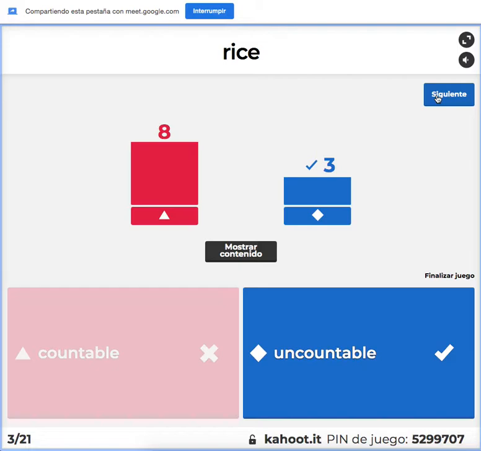Profe, ¿no se puede contar los granos de arroz? Sí, uno puede contarlos. You can count grains. Listen to me. English, please. I am going to explain. You can count like the grains, yeah?